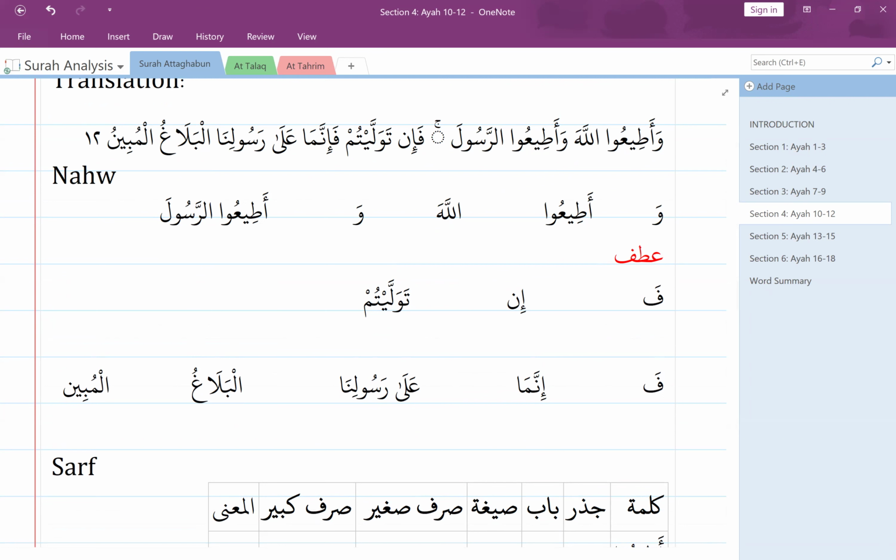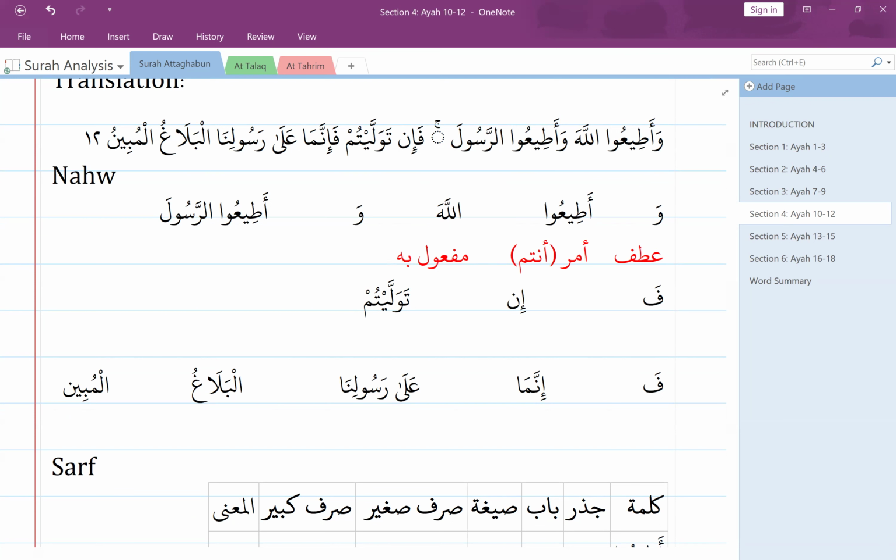Ati'u, so this is fi'l amr. Ati'u from family 4. So antum, damir, is the fa'il, antum, because it's amr. Allah, it is ismul jalala, maf'ul bihi for ati'u.